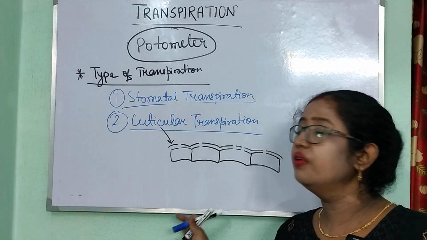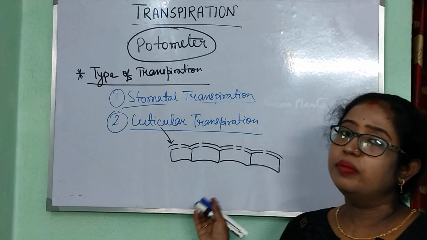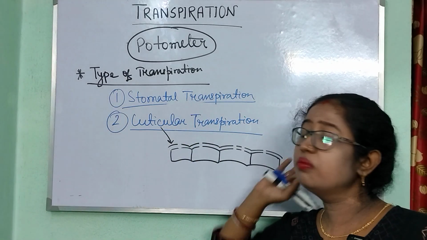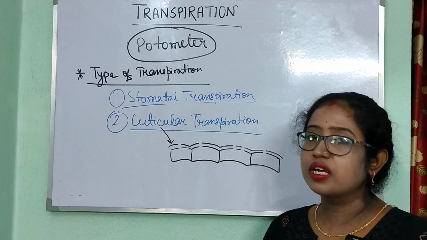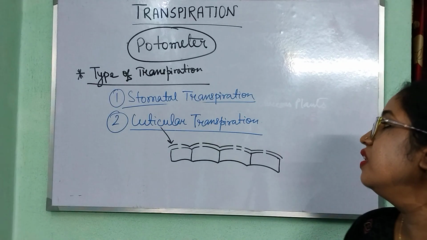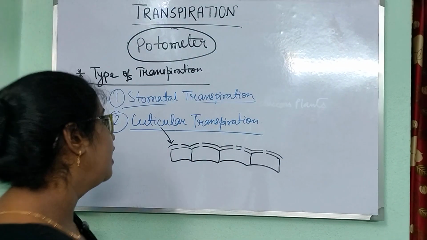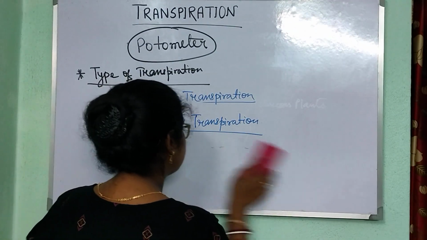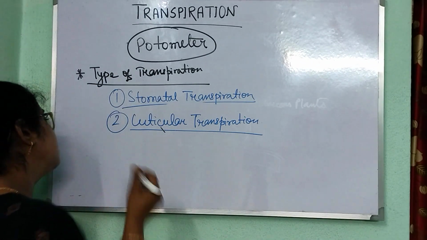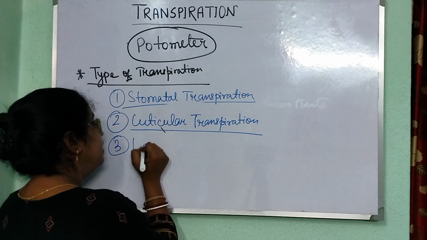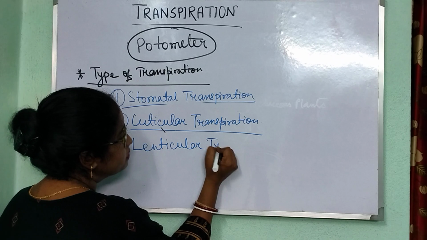The rate of cuticular transpiration depends on the turgor pressure, but the pressure created by stomatal transpiration is much higher than in cuticular transpiration. Next, the third type of transpiration process is known as lenticular transpiration.